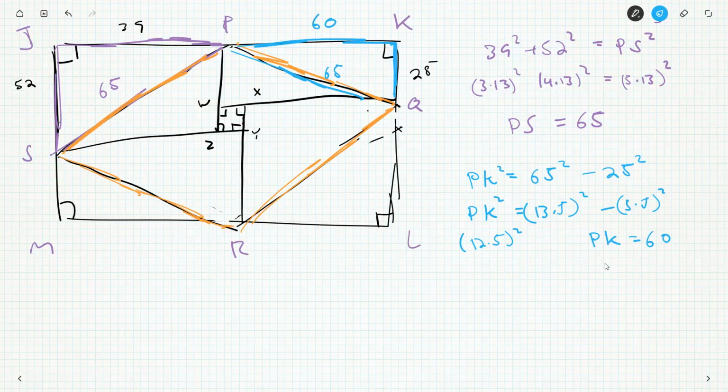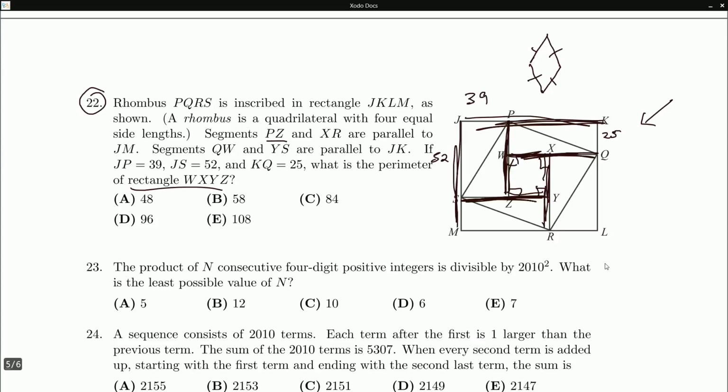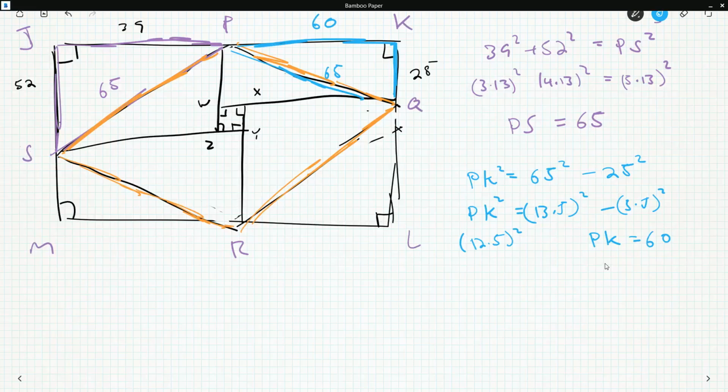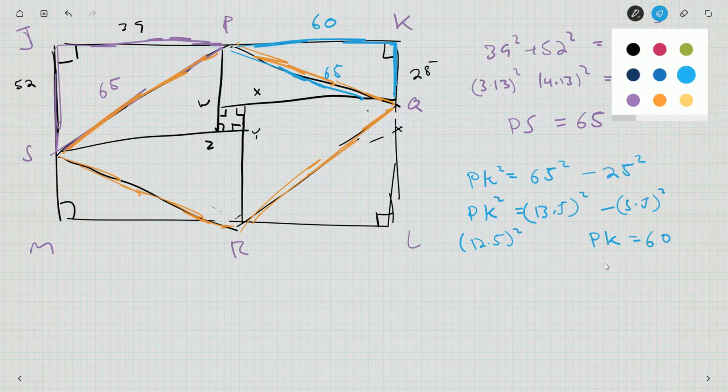Now, do we have any other information here? Just those three lengths. I've used the fact that it's a rhombus. We've got these parallel sides. Parallel sides, so that means JS. Let's get some green going here.